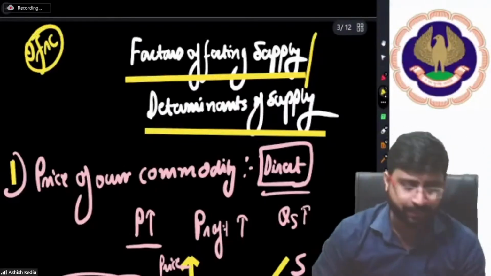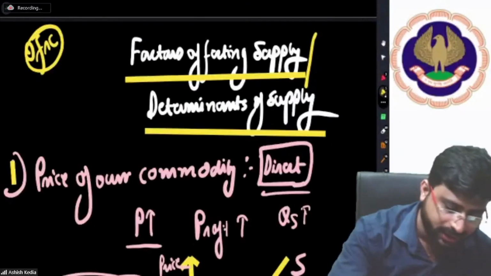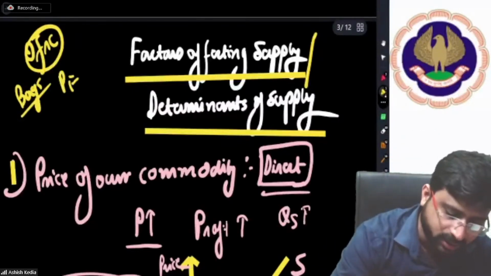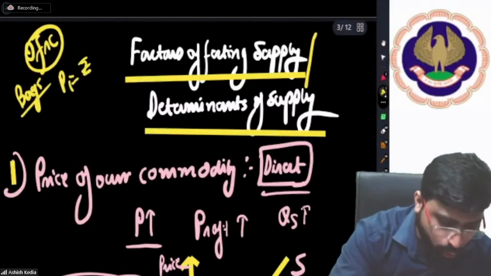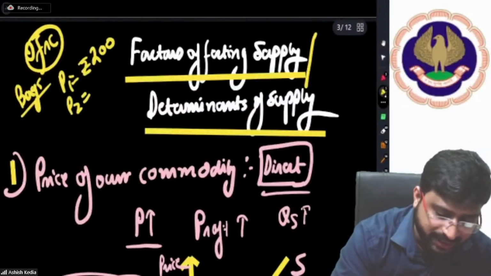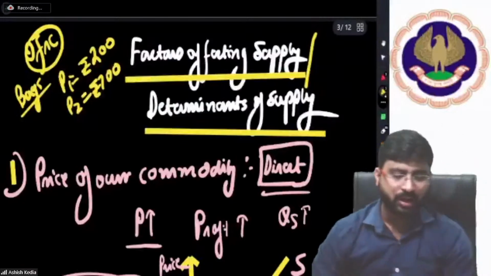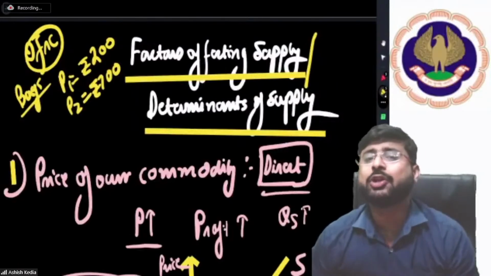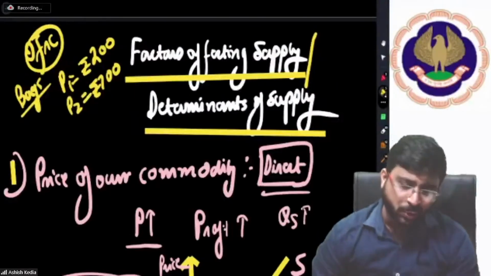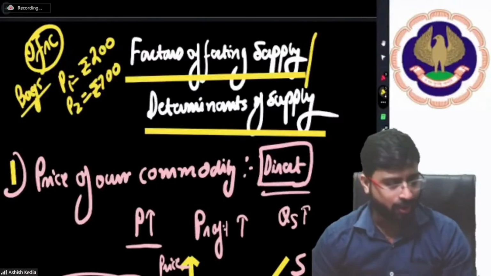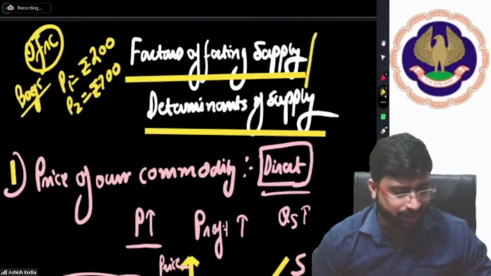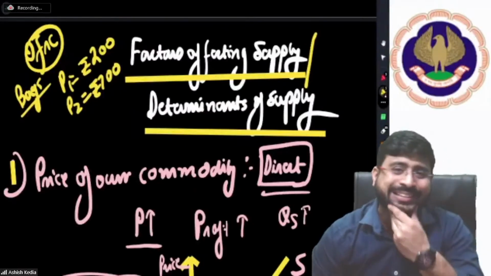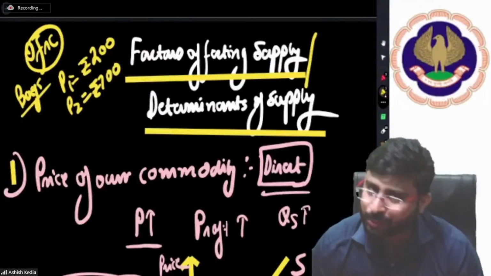Now tell me, you are a supplier of bags. You are supplying leather bags or some kind of bags. You have two options: to sell the bags at 200 rupees or to sell the bags at 700 rupees. At what price will you be ready to sell more quantity? At 200 or 700? Obviously, our answer has to be 700 rupees.